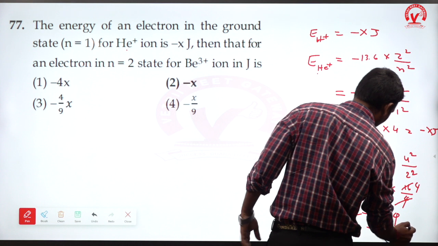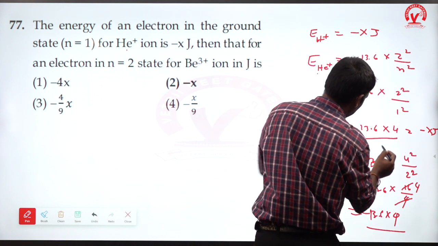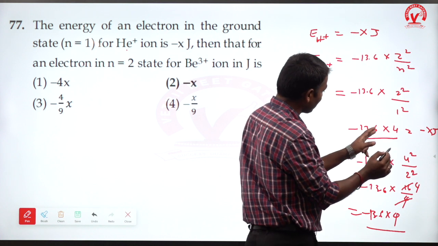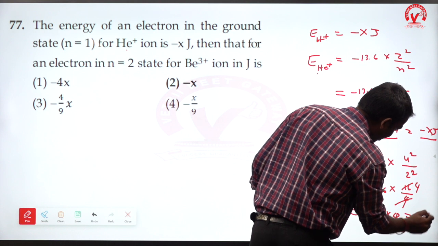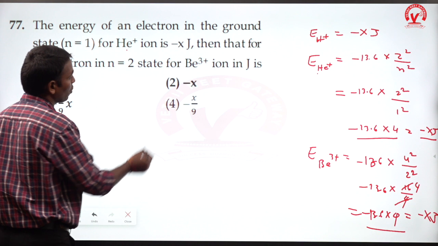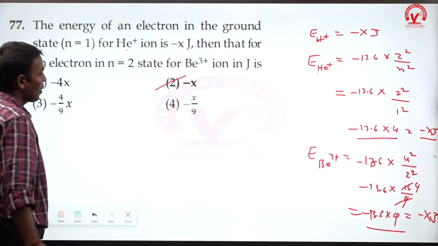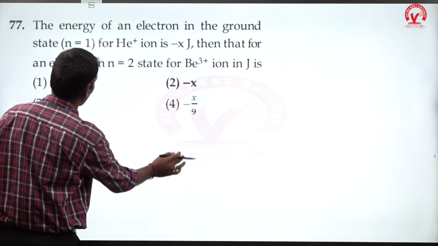So minus 13.6 into 4, and here this is minus x joules. Here also we will get minus x joules. That's what we can go with. Option 2 is the correct answer, that is minus x joules, right? Then move on to the next question.